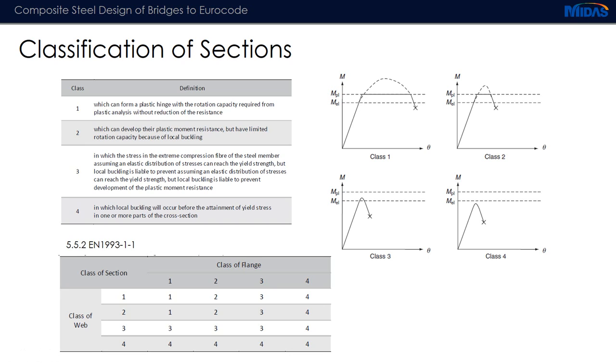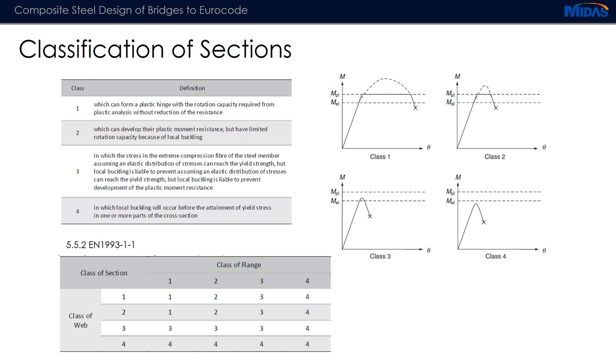There are different guidelines given in Eurocode 3 tables, which will help us determine the class of the flange and the class of the web. These classifications depend upon the slenderness of the parts, so slenderness of the flange, slenderness of the web. They also depend upon the stress. In case of components not reaching the elastic limit, or within the elastic limit, like a class 4 section, it will depend upon the actual stresses in the section.